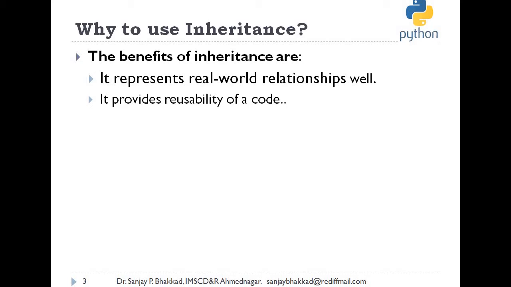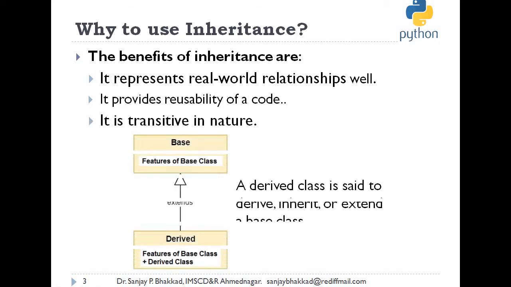Another benefit is that it provides reusability of code. We don't have to write the same code again and again. We can just inherit the properties we need in a child class. Also, it allows us to add more features to the class without modifying it. And the third important benefit is that it is transitive in nature. Meaning if the child class inherits properties from a parent class, then all other subclasses of the child class will also inherit the properties of the parent class.